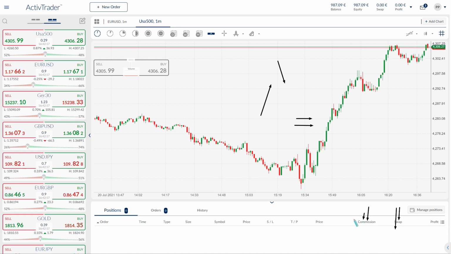I don't really know how it's handled in real time, but I think half of the commission is displayed when you open the trade, and the other half is displayed and finally settled when the trade is closed. Okay, so this is all about it.